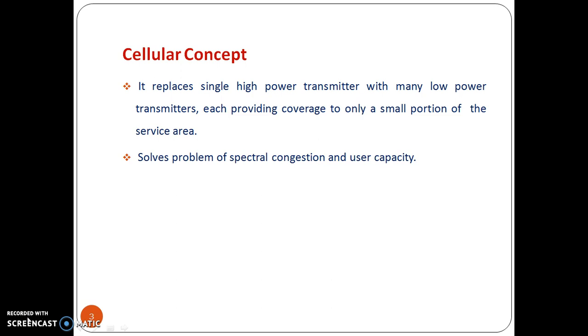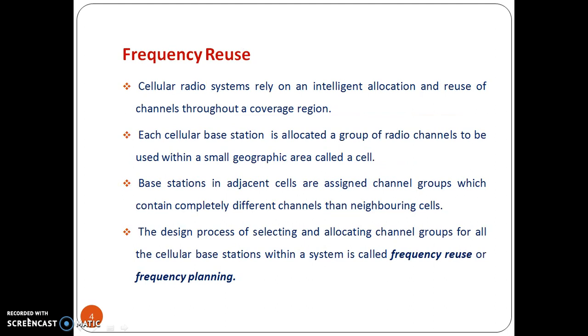In this, each base station is allocated a group of radio channels to be used within a small geographical area called a cell, and the base stations in adjacent cells are assigned channel groups which contain completely different channels than the neighboring cells. These cellular radio systems rely on an intelligent allocation and reuse of channels throughout a coverage region. Finally, the design process of selecting and allocating channel groups for all the cellular base stations within a system is called frequency reuse or frequency planning. This is the definition of frequency reuse.